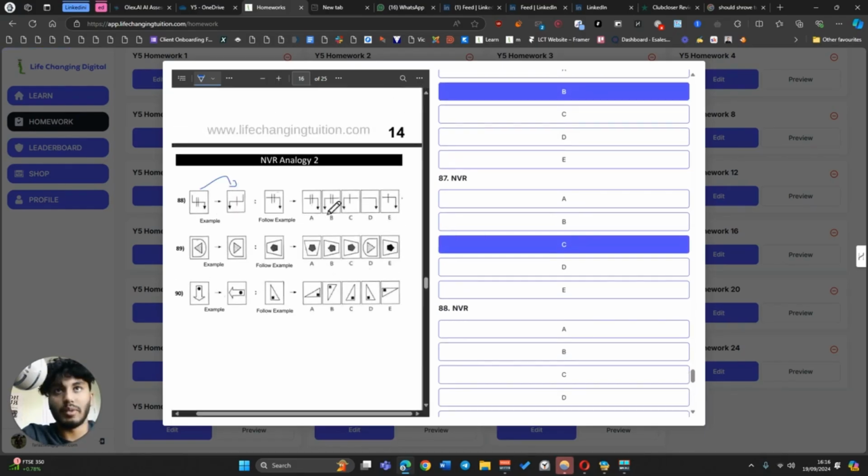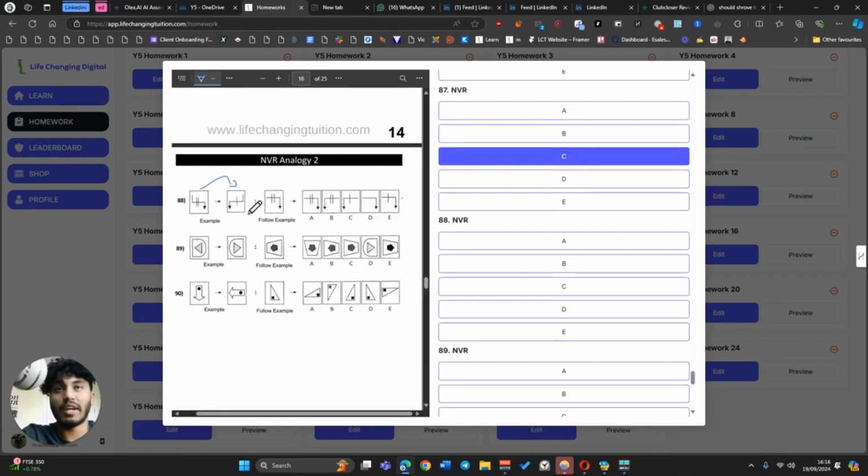Okay. From here to here, it seems that the shape is reflected and then it adds or removes a line. So you can see one line is removed. So let's reflect this. Can't be this or this or this. And it should remove a line. So it should only have one line, which leaves us with option C.